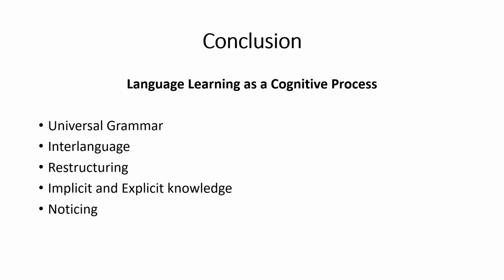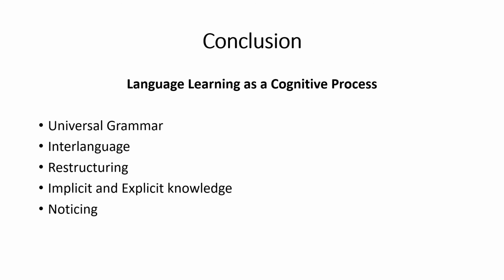So far, we have learned about the processes that happen in the mind when we learn a second language. The first concept we looked at was universal grammar, which explains the natural developmental sequence and the language acquisition device in the mind. The second concept was interlanguage, which is the learner's language before it reaches a reasonable level of proficiency. The third concept was restructuring, which explained the adjustment of new knowledge with the old knowledge in the mind.